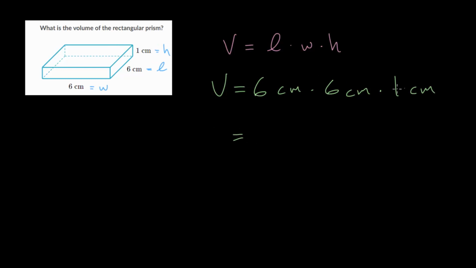So 6 times 6 times 1. 6 times 6 is 36, and 36 times 1 is still 36. And we have centimeters multiplied 3 times, so that will give us cubic centimeters, or centimeters to the third power. So the volume of this rectangular prism is 36 cubic centimeters.